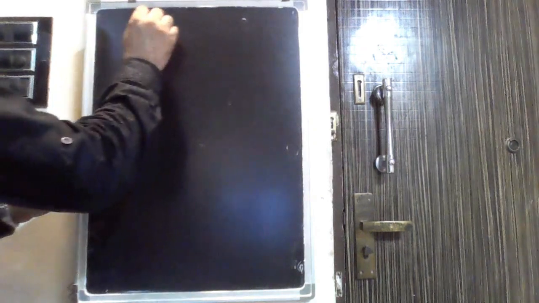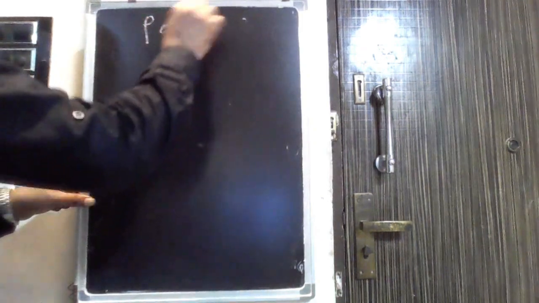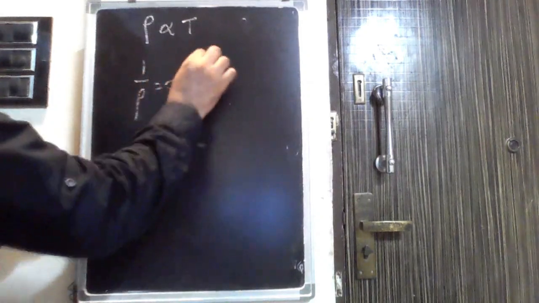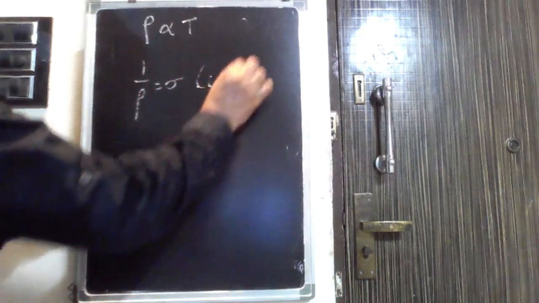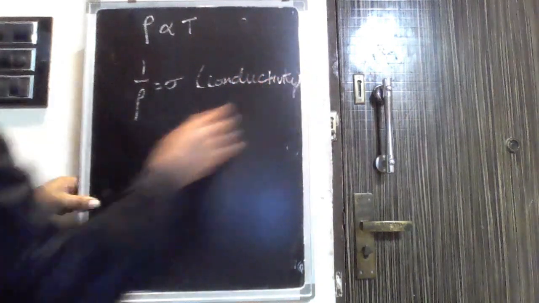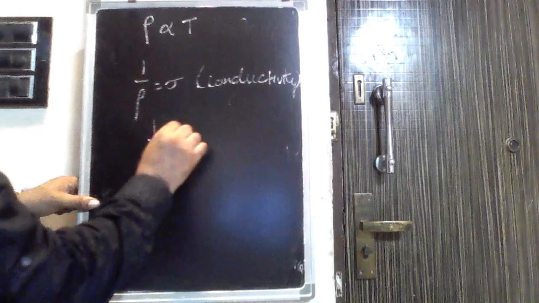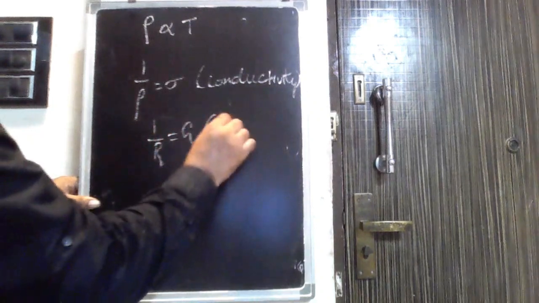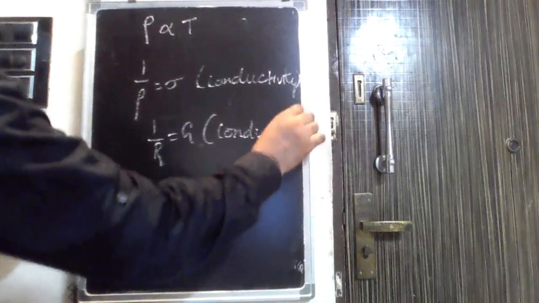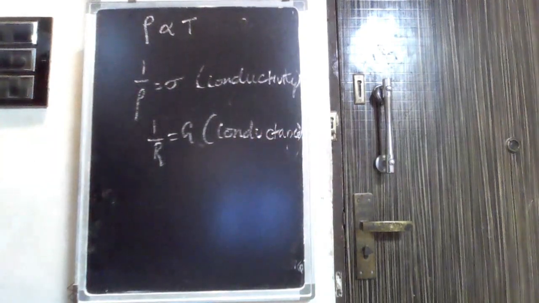And resistivity gets affected by temperature as well. And 1 by resistivity is always called sigma. This is called conductivity. So when I say resistivity, the reverse is conductivity. And 1 by resistance is called G. This is called conductance. So these are the 10th standard information you should know. 1 by resistivity is conductivity and 1 by resistance is conductance.